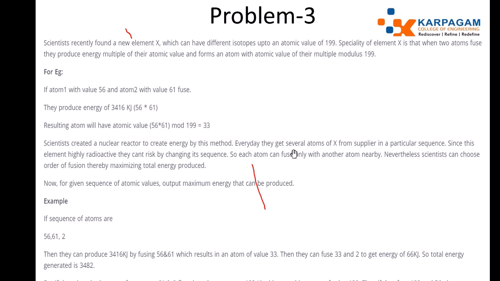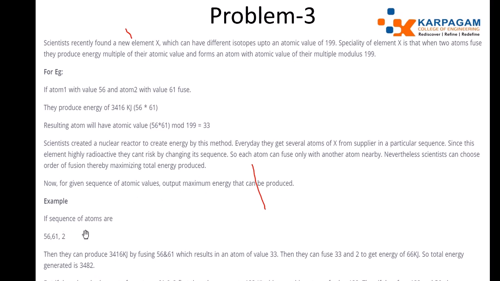Every day they get several atoms of X from the supplier in a particular sequence. Since this element is highly radioactive, they can't risk changing its sequence. So each atom can fuse only with another atom nearby. This is the hint actually. Nevertheless, scientists can choose the order of fusion, thereby maximizing total energy potential. Now, for the given sequence of atomic values, output the maximum energy that can be produced.